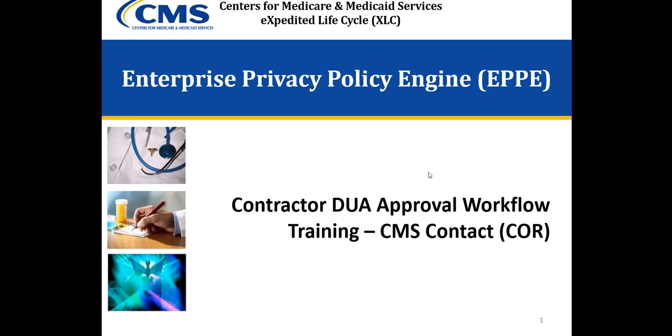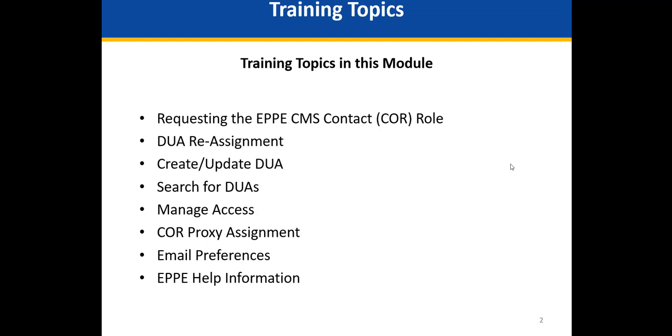In this training module, I'll be reviewing the following topics as a CMS contact, or COR: requesting the EPI CMS contact role; DUA reassignment, which includes approving pending change contact requests and denying pending change contact requests; create update DUA, which includes approving a DUA, denying the DUA, requesting more information on a DUA, and search for DUAs; managing access, which includes adding and removing a role; COR Proxy Assignment, which includes adding and removing a proxy and proxy rules; email preferences; and EPI help information.